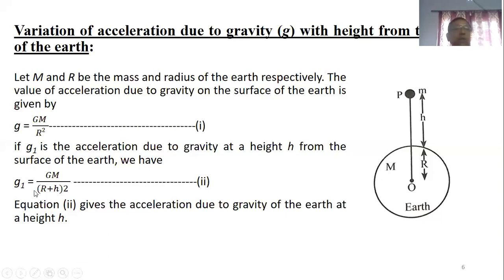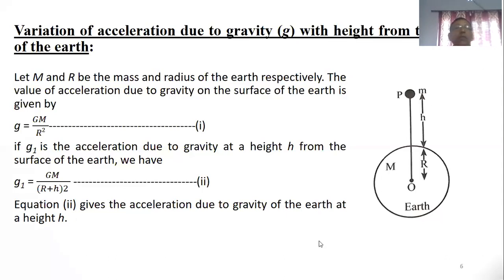That's why the formula to calculate the acceleration due to gravity at the height h from the surface will be capital G capital M by R plus h whole square. It is taken as equation number 2. Equation number 2 gives the acceleration due to gravity of the earth at a height h.